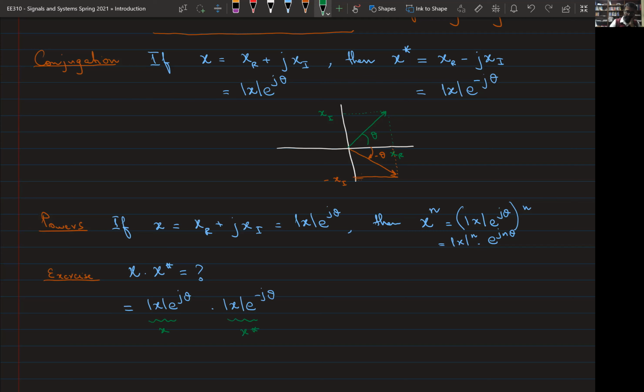If I multiply the two together, what I get is absolute value of x squared times e raised to j theta minus j theta, which is nothing but 0. This is e raised to 0, which is equal to 1. And therefore, all you have at the end is absolute value of x squared. And what is this equal to? This is xr squared plus xi squared. So this is the answer to what I was just saying earlier. This is why x times x conjugate equals the magnitude squared of the complex number.